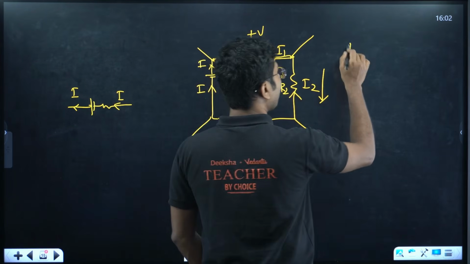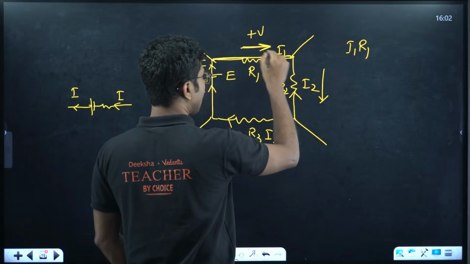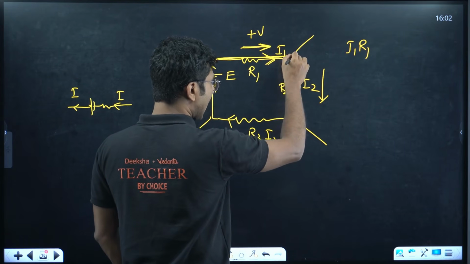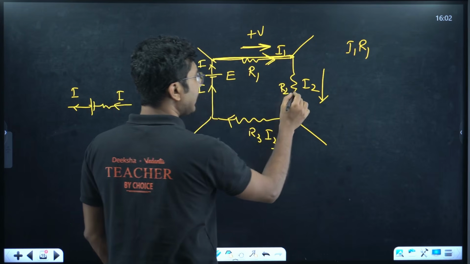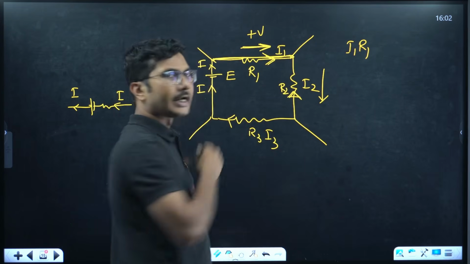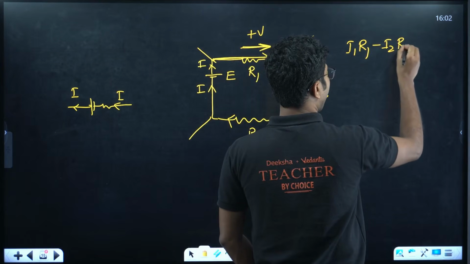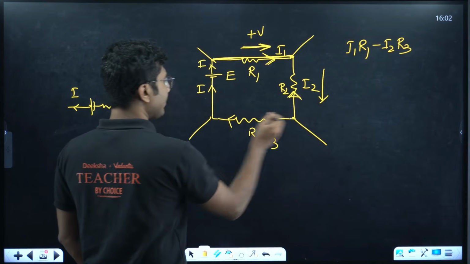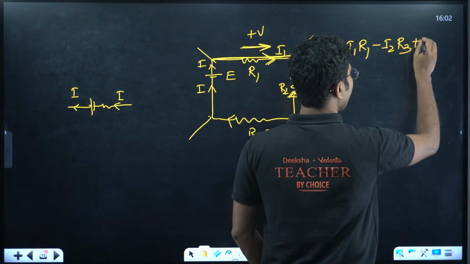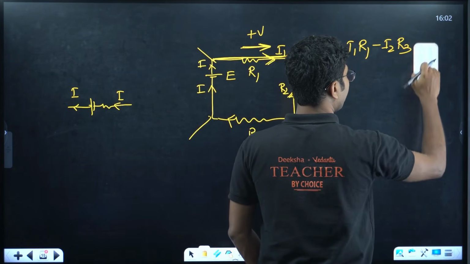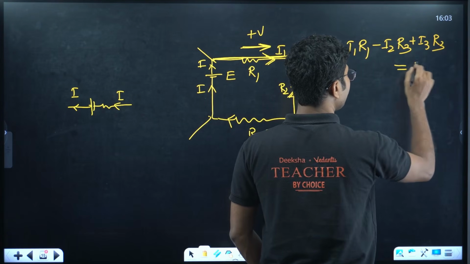I1 R1 is positive because you are going along the direction of current, but your target is to close the loop. To close the loop you have to go like this, but the current shown here is going in the opposite direction. That means it will be minus I2 R2. Then from here to here, you are again going in the direction of current, so I3 R3 is positive. This is basically Ohm's law, I3 R3, and that should be equal to the EMF of the cell.